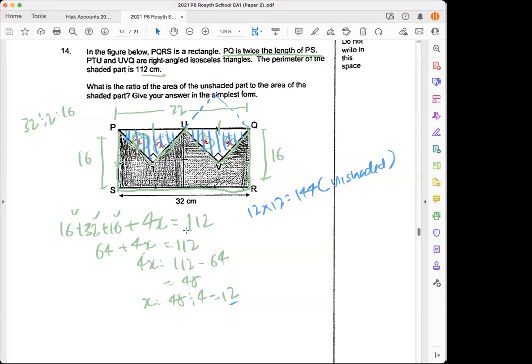So how to find the shaded? Shaded is equal to the area of rectangle PQRS minus the unshaded. So area of rectangle is simple, 32 times 16, minus the unshaded 144, you'll get the shaded, and that will give you 368. So question is, unshaded is to shaded. Simplify, 9 is to 23. So that's the answer.